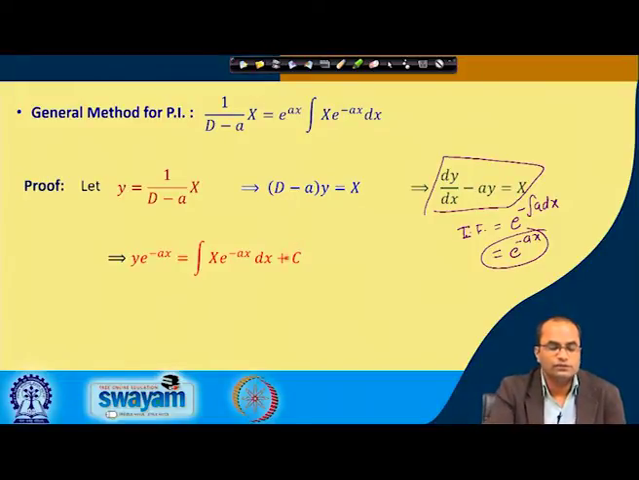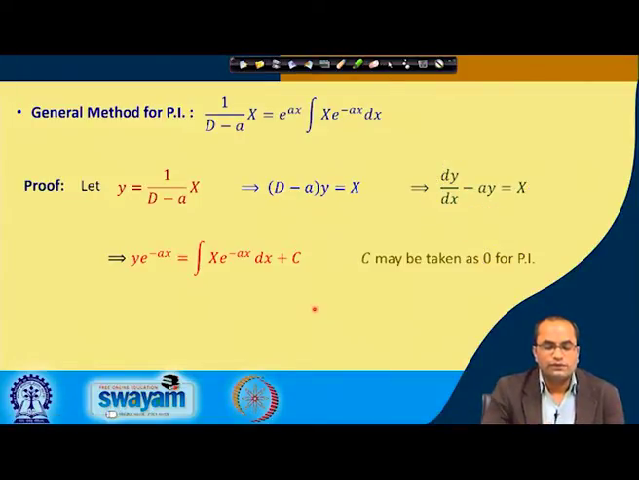Just a note here, this constant of integration is not important, and we can set it to 0. The reason is that we are discussing how to find a particular solution of the differential equation. While finding the particular solution, we do not want this constant of integration. For any value of c, that will be a solution. So, we are looking for a particular solution. In that case, we can just set this c to 0.